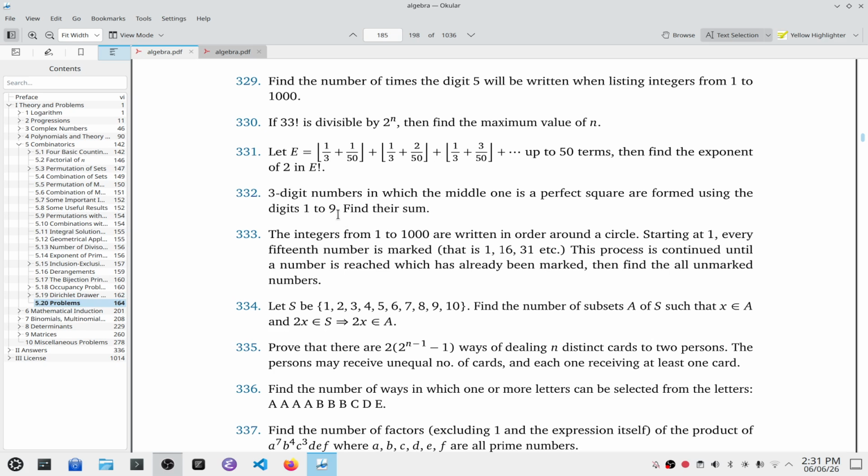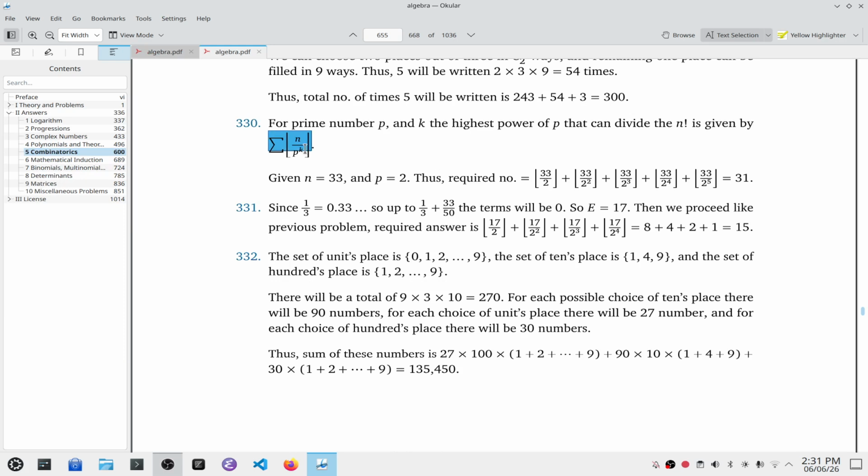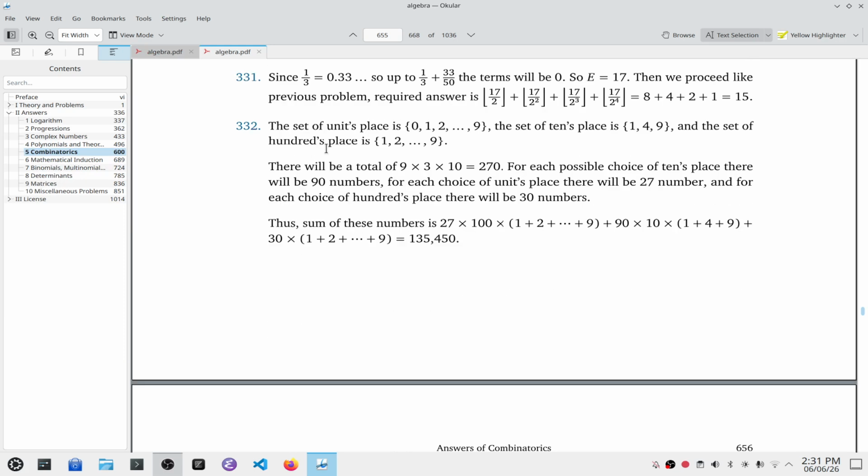Now question number 331 still relies on this formula. I will bring that formula in the next video. I'll add that in theory.